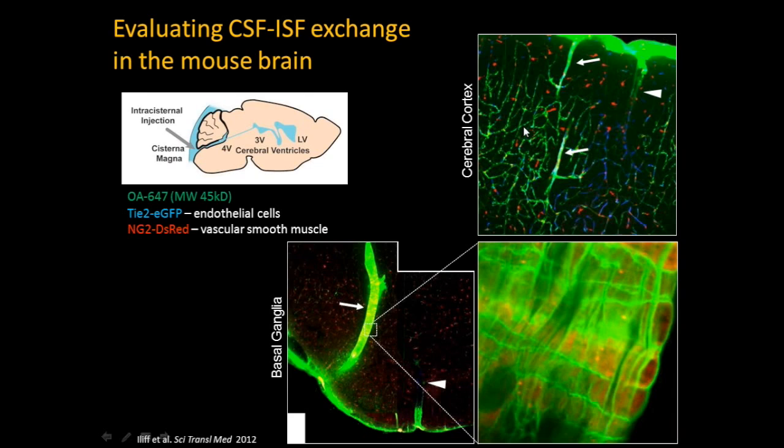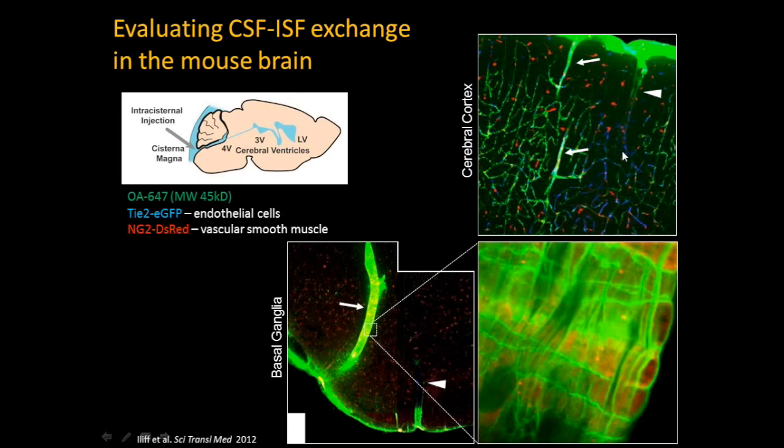When we looked at higher magnification, this is in a reporter mouse line that we have that expresses one fluorescent protein in endothelial cells and another fluorescent protein in smooth muscle cells. And what we saw was that tracer that was injected into the basal cisterns actually moved into the brain fairly specifically along arterial pathways. So this is the cerebral cortex here. You see the tracer, in this case it's ovalbumin, which is a 45 kilodalton tracer, moves into the brain along these penetrating arteries and gains access to the basal lamina of the terminal capillary beds.